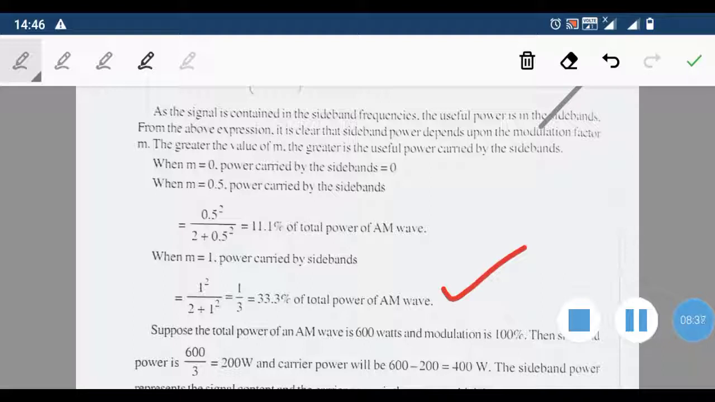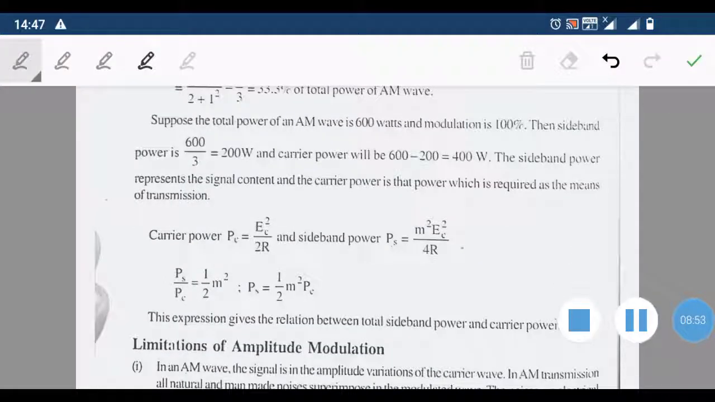So what we need is the signal, and that signal is contained in the sideband frequency, and only 33% of the total power is contained in the sidebands. As an example, we can take the case of 600 watt total power. Out of this, only under the condition of m equal to 1, that is m equal to 100%, 1 by 3 of that, that is 200 watt, is present in the two sidebands.